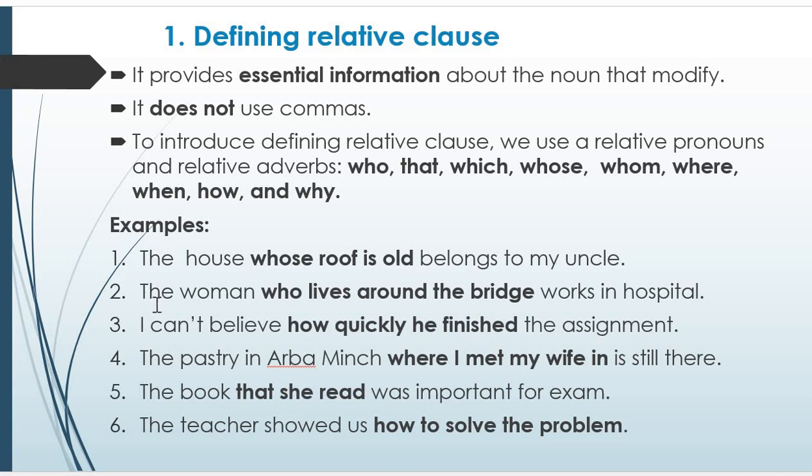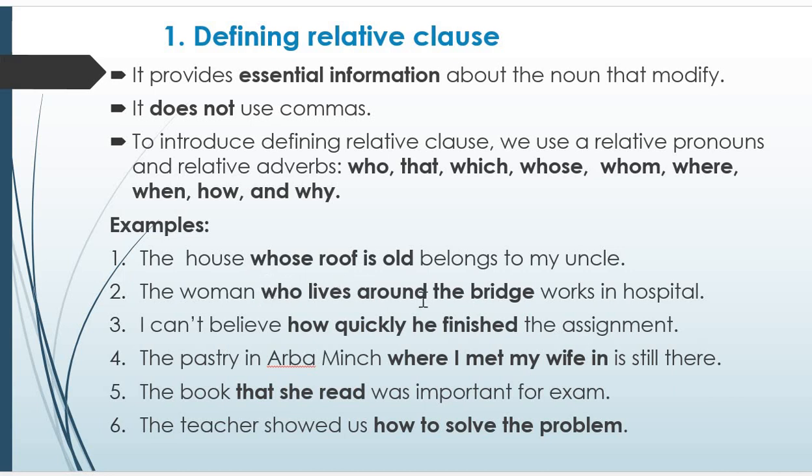Okay, the same goes for the second one. The woman who lives around the bridge works in hospital. Who lives around the bridge is a defining relative clause. It modifies the noun, the woman. It's very important information about the woman.